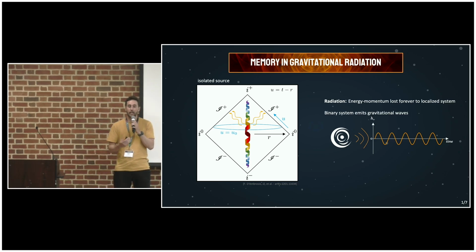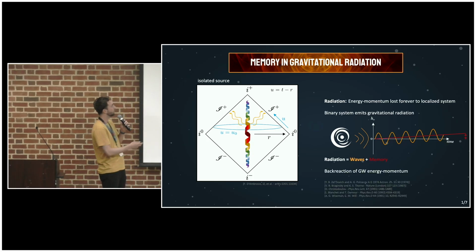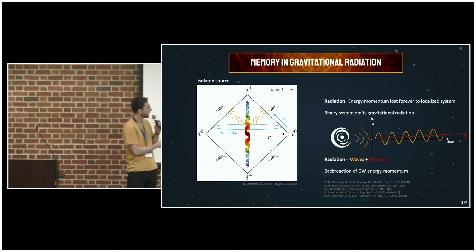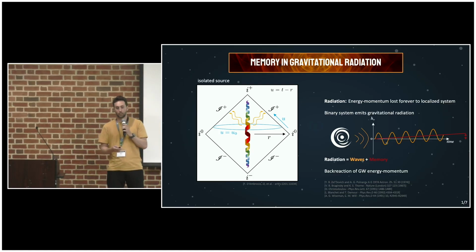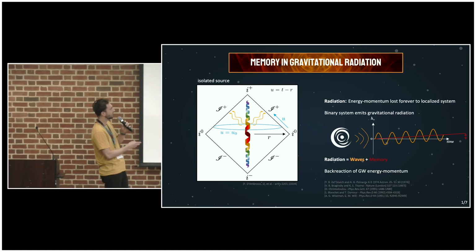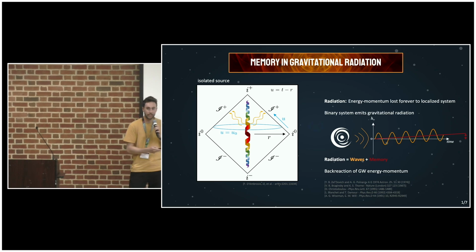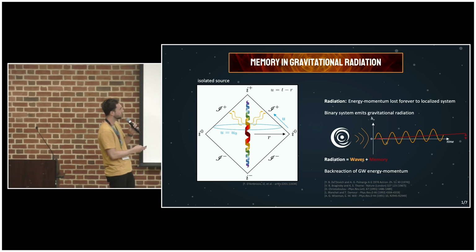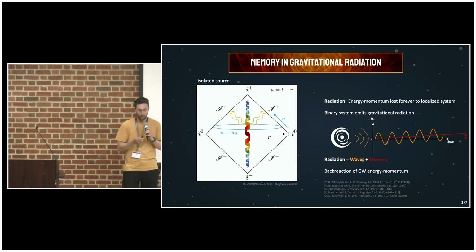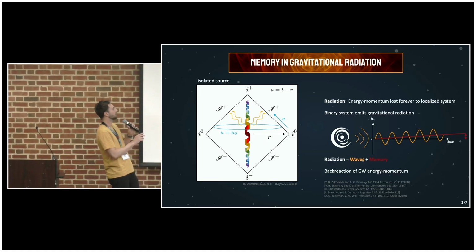But GR actually tells us that on a very fundamental level, this is not the full picture. These waves themselves carry energy momentum, and there's a back reaction effect of the emission of this energy momentum that causes the radiation in this polarization to have a non-zero offset. And this is what gravitational memory is. So radiation actually always comes in two components, in very simplified language.